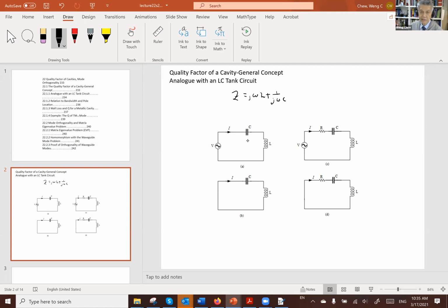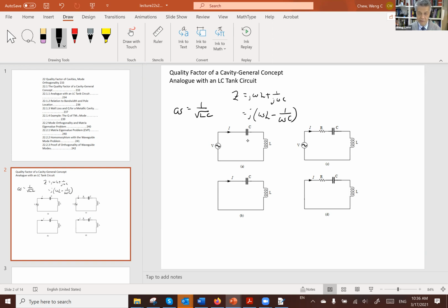The thing about this impedance is that one of the terms is positive, the other one is negative because of the 1 over j omega. So you can actually write this as j omega L minus 1 over omega C. You can see that these two terms can cancel each other if you select the frequency to be omega equal to 1 over the square root of LC, and the impedance is 0.